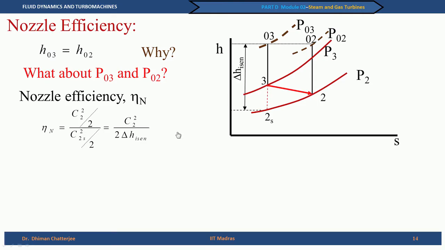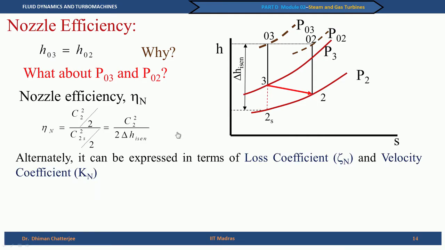So, eta n can then be represented as C2 square by C2s square, or C2 square by 2 delta H isen. Alternately, it can also be expressed in terms of the loss coefficient zeta n or the velocity coefficient. The nozzle velocity coefficient, for example, we have discussed also in the case of the Pelton turbine. So, we can say zeta n is nothing but H2 minus H2s, the loss in enthalpy, divided by C2 square, the fraction of it that is lost, and then we can also define the velocity coefficient as C2 by C2s.